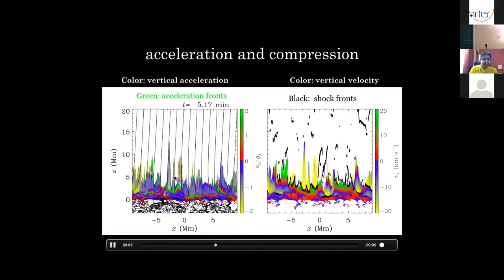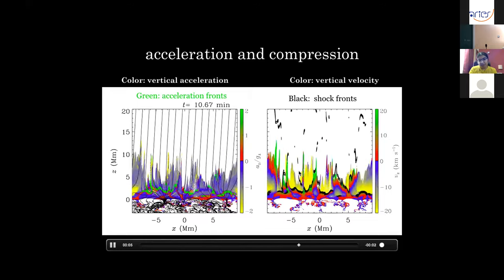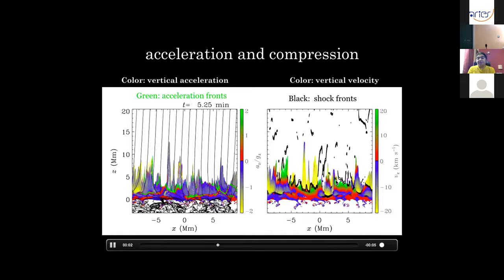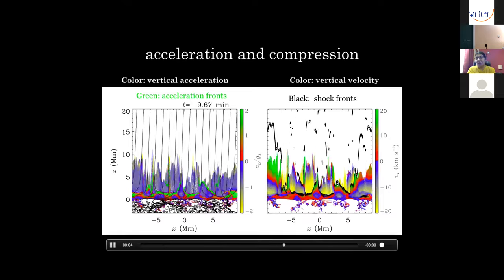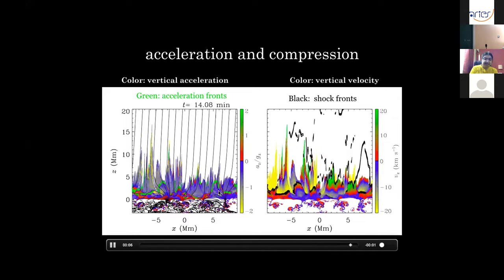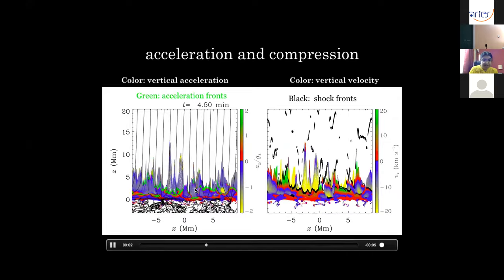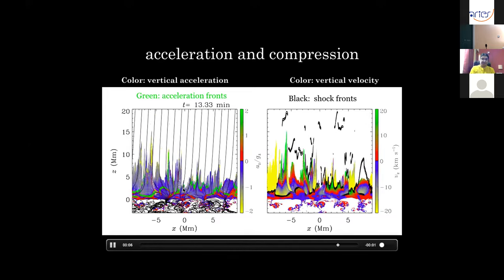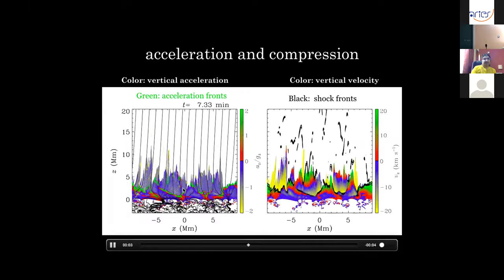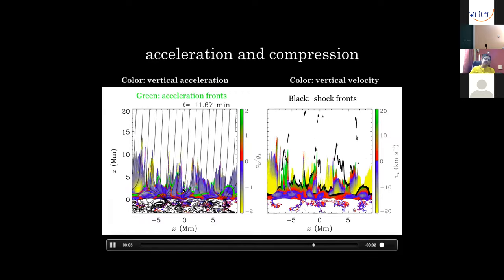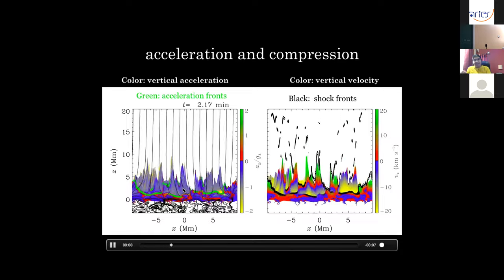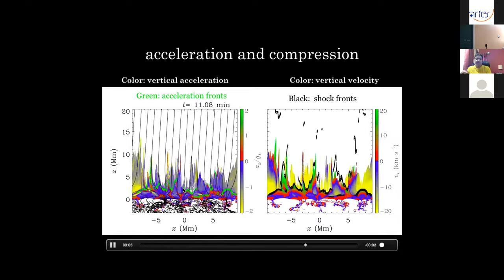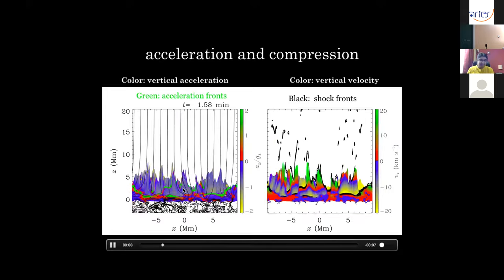And these fronts also coincide with these black contours on the right side, which demarcate the shock fronts, right? And these green concentrated regions on the left actually correspond to strong positive vertical acceleration. So strong positive acceleration is correlated in space and time with the plasma, which is compressed strongly. So that is the region of strong shock as well.